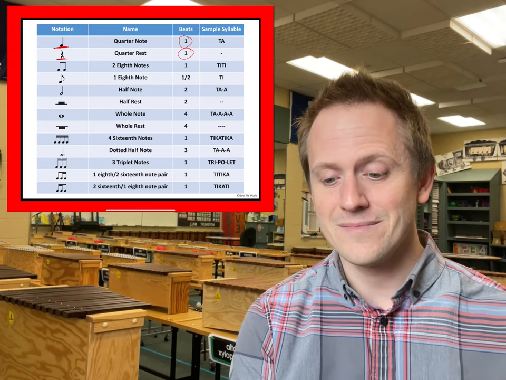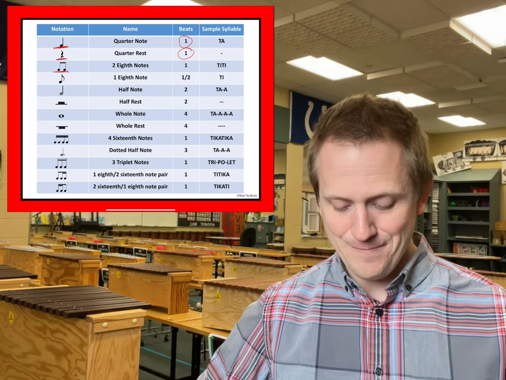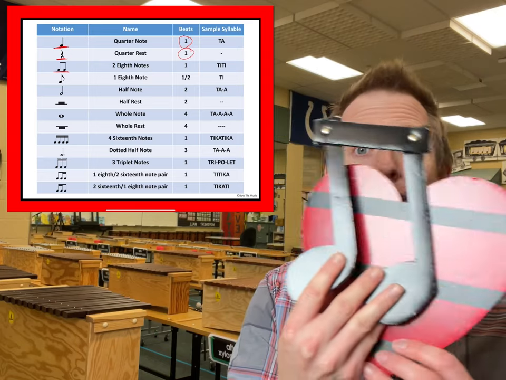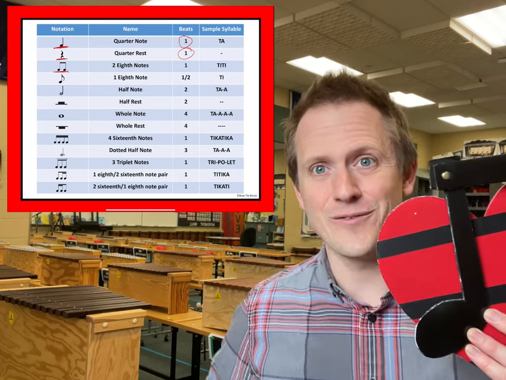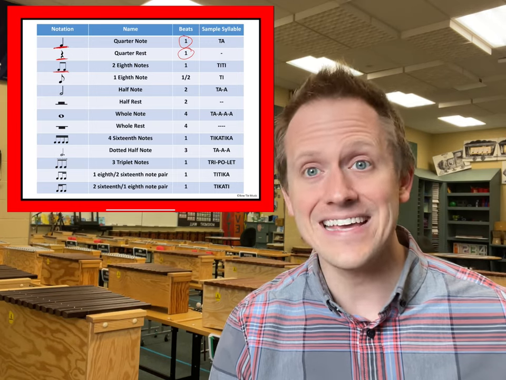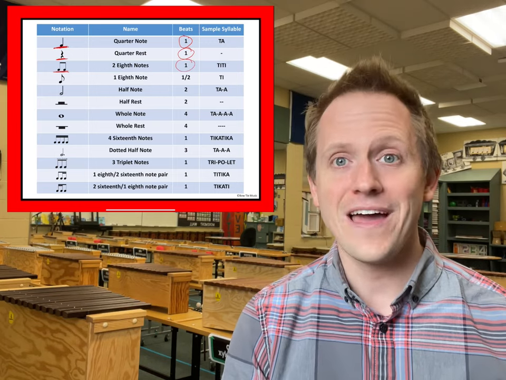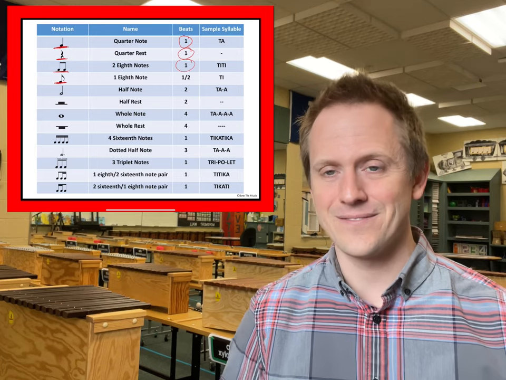Our third rhythm is two eighth notes. Now two eighth notes fill up one whole beat. They're shorter rhythms, and for that reason, you can fit two of them inside. And they say ti-ti. Our final rhythm for today is a single eighth note.